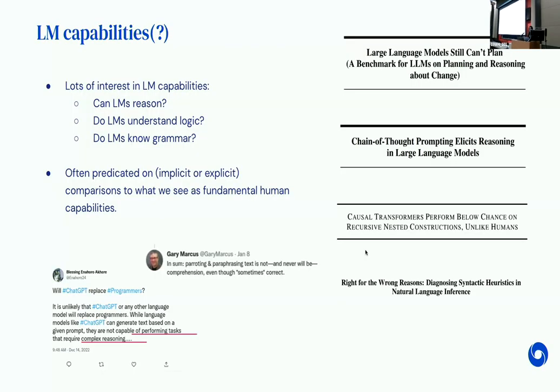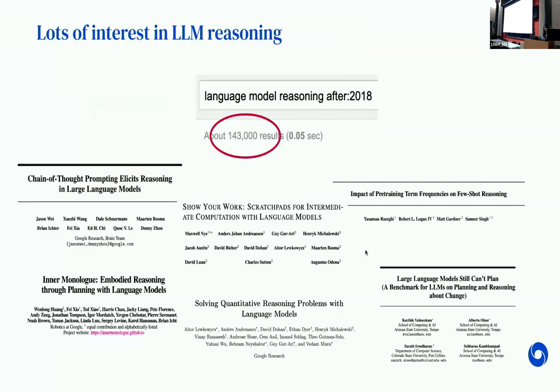Okay, so there's been, I'm sure as part of this workshop, as well as in the world in general, a lot of interest in thinking about language model capabilities. These new models that have come onto the scene, there's just a lot of interest in whether or not they can do things like reason or understand logic or know grammar. And so the point that I'm going to try to start making is that a lot of these abilities in language models are, of course, predicated on either implicit or explicit comparisons to what we see as important or fundamental human capabilities. And specifically, I'll be talking a little bit in this talk about language model reasoning.